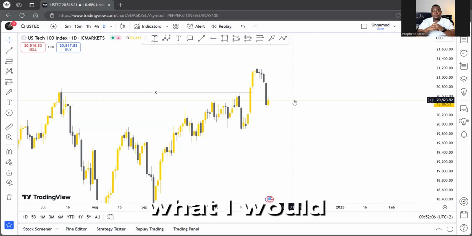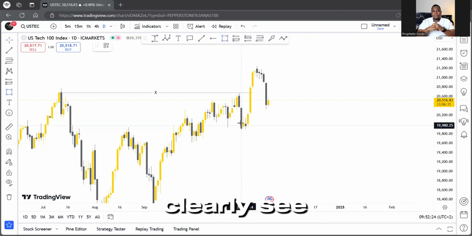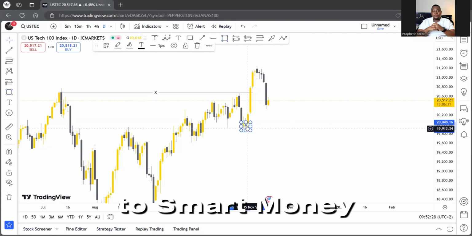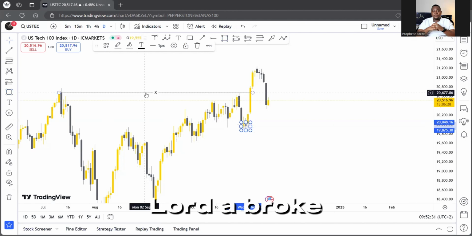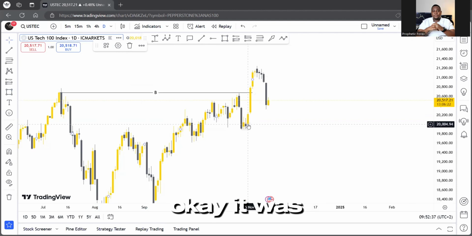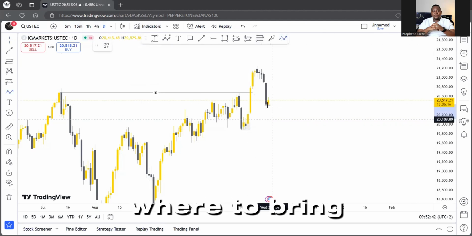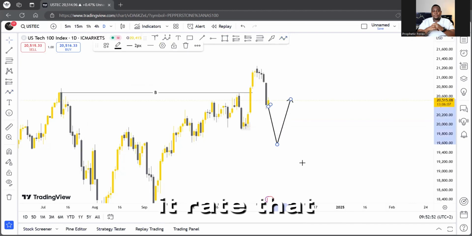Now, usually what I would want to understand is, do we have a change of character in order to conclude a direction that we are selling or buying? And from then on, I would take the direction of the trend together with my smart money tools, like your supply and demand, all of that. Now, we can clearly see at this level, according to smart money, this is our recent higher low that broke the structure. So we can clearly label this as a break of structure. Okay, it was a break of structure.